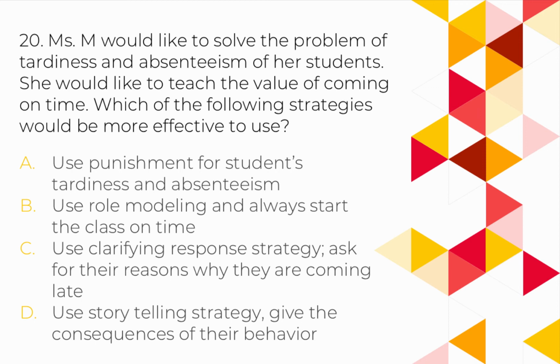Number 20. What's your answer? The answer is... Right! Good job! Nandiyan yung clue natin. Modeling. Role modeling. Options A, B, and D are inculcation strategies. And the best among them is modeling. Option C is a values clarification strategy. And it doesn't ensure effectiveness in solving the problems of tardiness since the students will just reflect on the reasons why they are late. So number 20 is B.